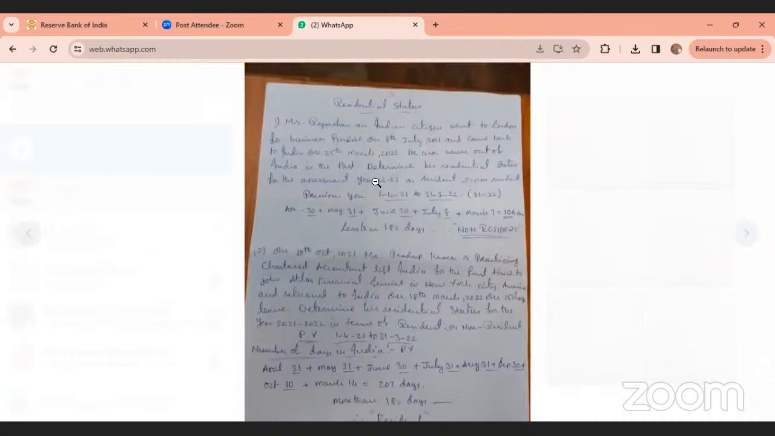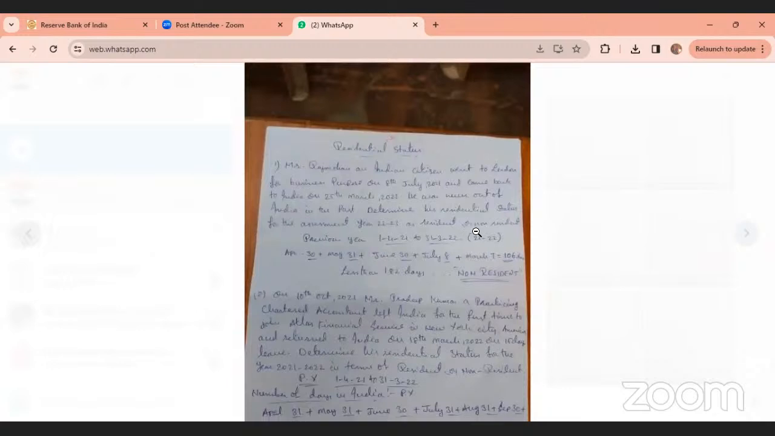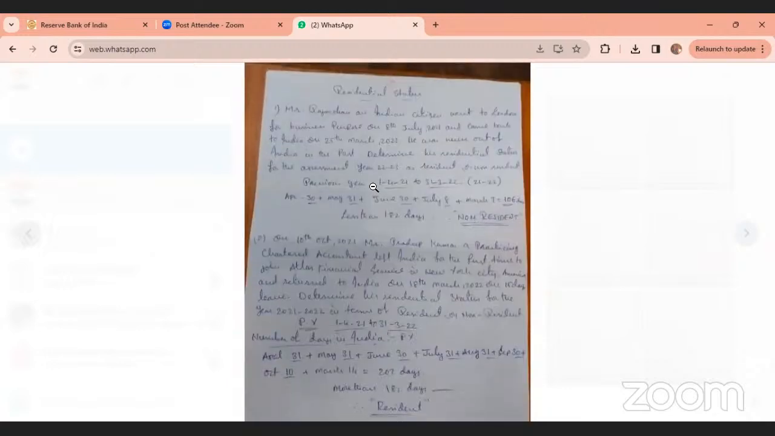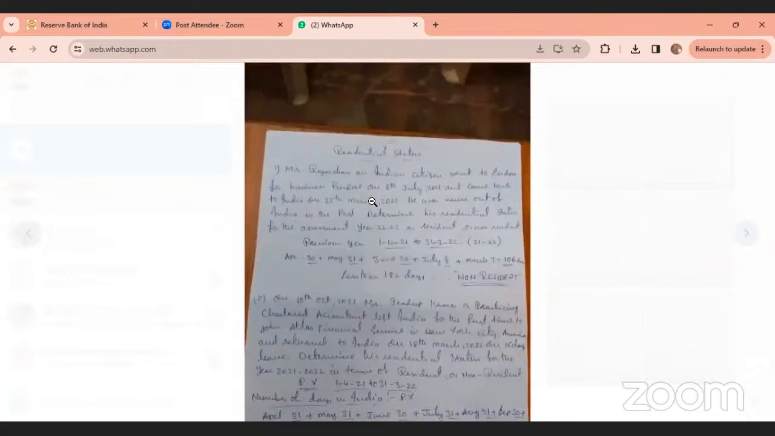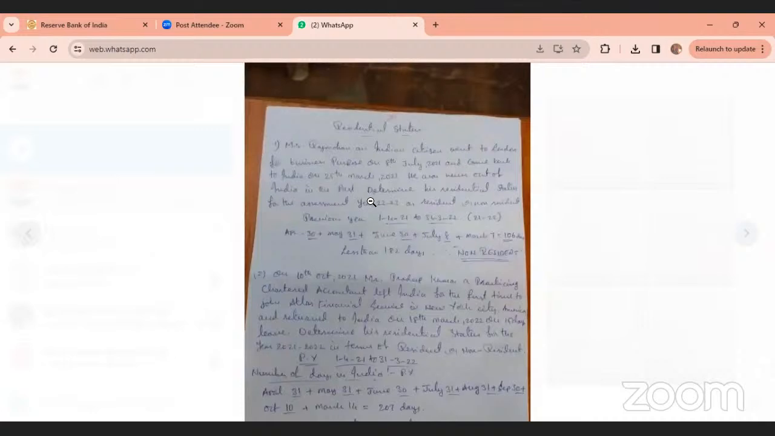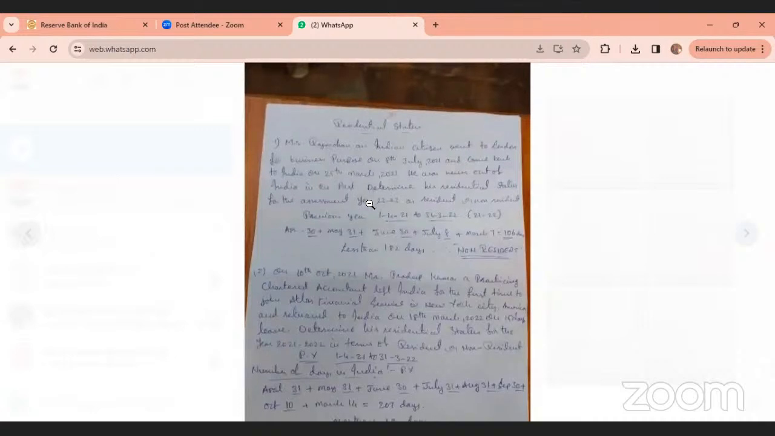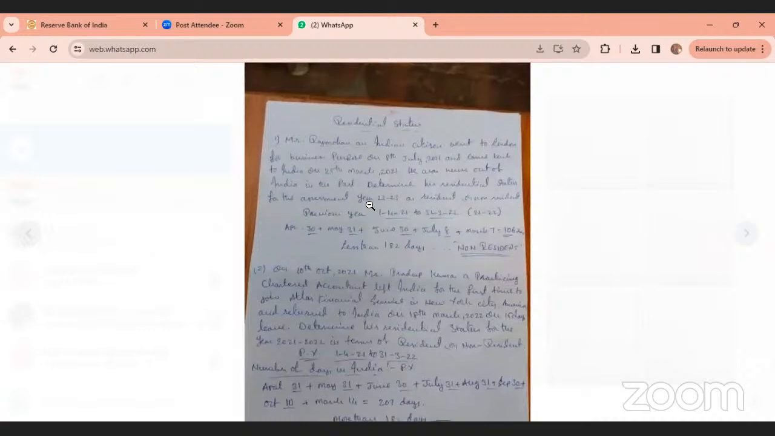That is the reason Mr. Rajendra is non-resident. Like that, you have to find out the residential status of the assessee. Clear? Yes, ma'am. Now, see one more sum here. Take the pic also.